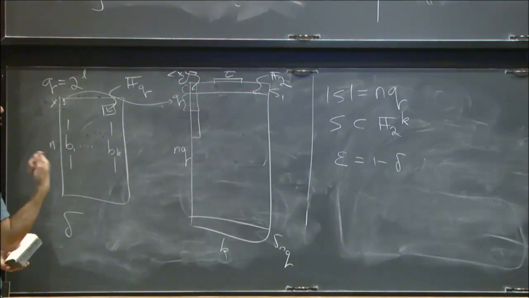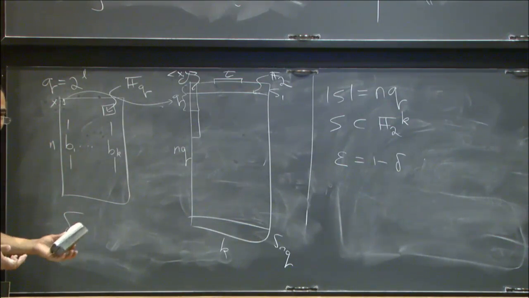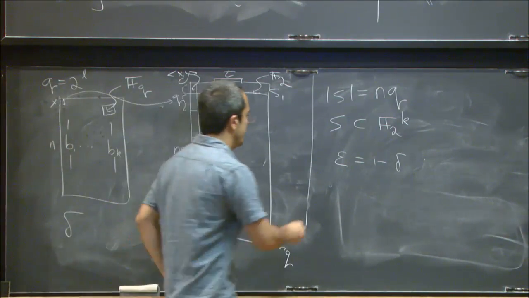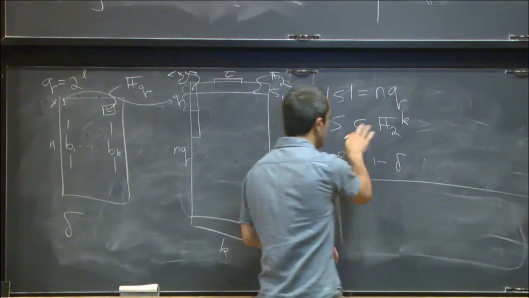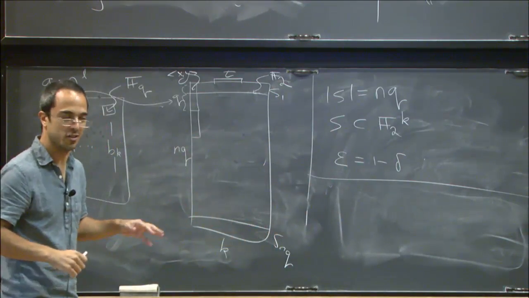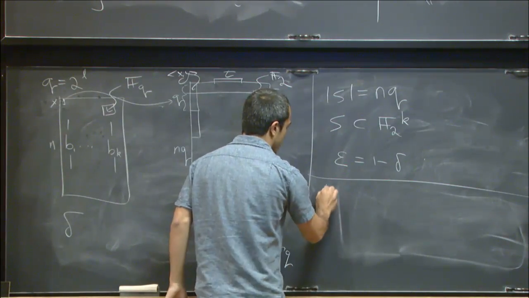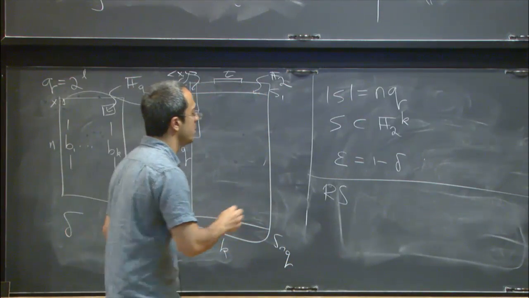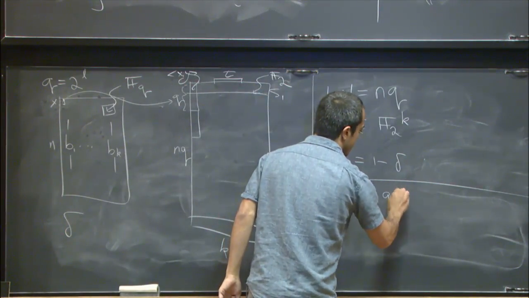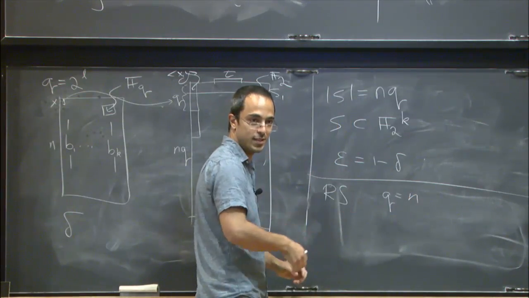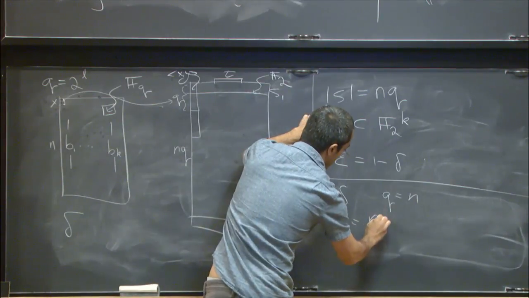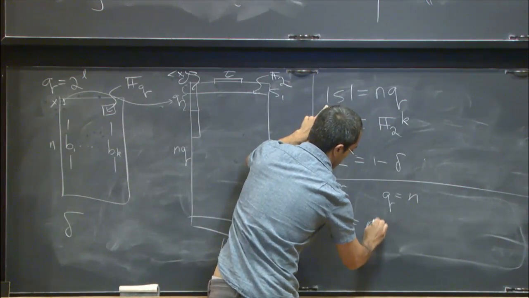So once you have this, you can just plug in codes and see what you get, right? Don't worry if it's not completely clear, but there is this reduction. If you plug in Reed-Solomon, for me this is going to be the hardest part, when Q is n, the alphabet size is the field size. It has to be large. And so the set size is going to be n squared.